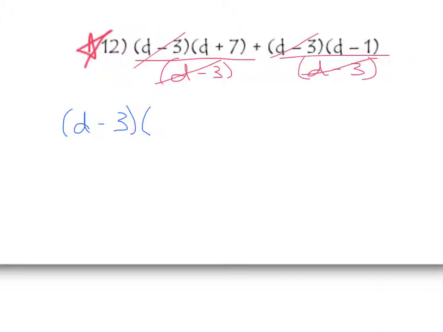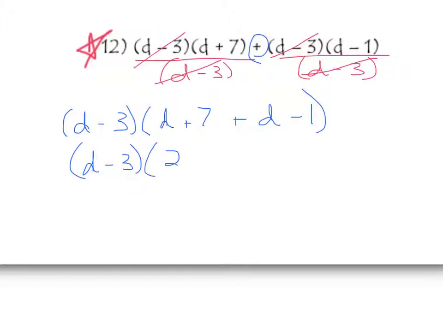And what are we left with? We are left with d plus 7 plus, don't forget that plus, it's not multiplied, d minus 1. And so then when we combine like terms in our second term, we get 2d plus 6.